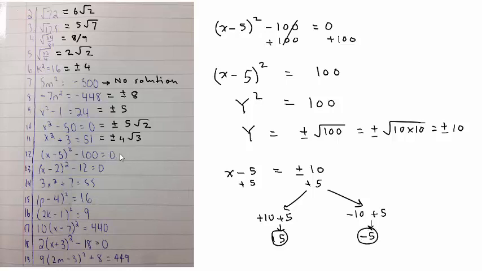So over here we have x is equal to negative 5 comma 15. I hope that makes sense. So don't get confused with this plus or minus. It just means plus 10 or minus 10. Plus 10 on this side, minus 10 on this side. Add 5 to both, you get two different answers.